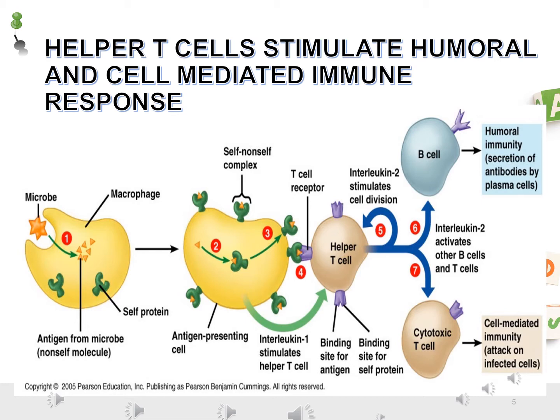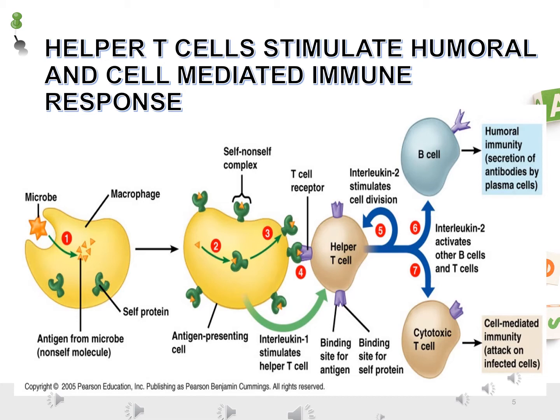Number 1, the macrophage ingests a microbe or other foreign particle and breaks it into fragments, foreign antigens. Number 2, MHC class II self-protein binds to foreign antigens. Number 3, foreign antigens will be displayed on the cell surface. Number 4, helper T cell recognizes and binds to the MHC antigen complex. This causes the antigen-presenting cell to release interleukin 1, which diffuses to the helper T cell and stimulates it.